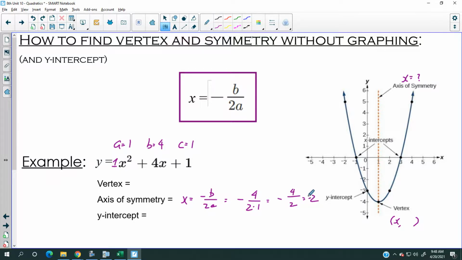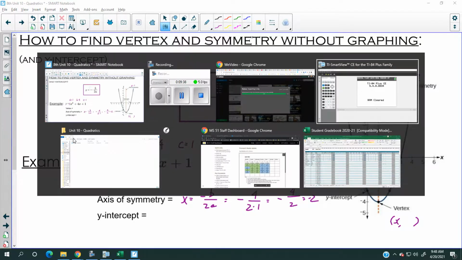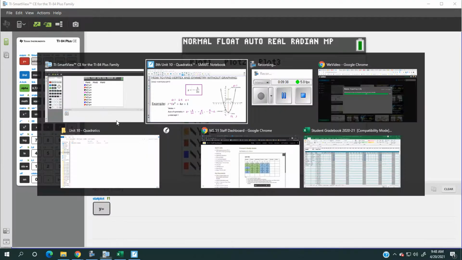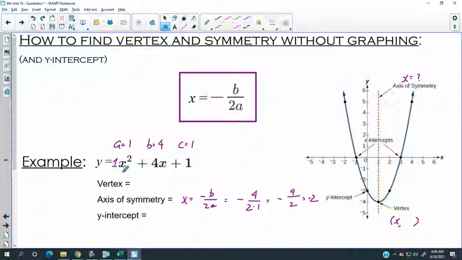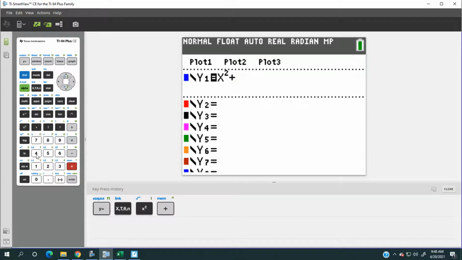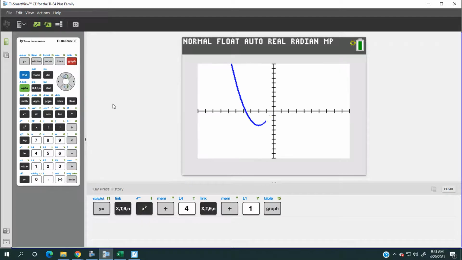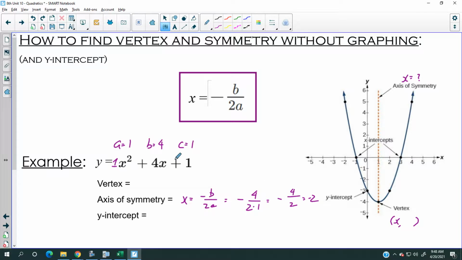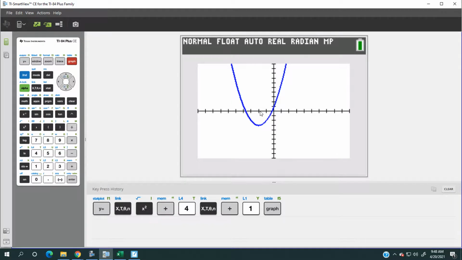Now, let's see if this is right. I'm going to use my graphing calculator just to make a point, all right? I'm going to plot this: x squared plus 4x plus 1, and I'm going to graph that. Should be okay. Now, what did I just say about the axis of symmetry? X is equal to negative 2. Look, x is negative 2. There's your symmetry.